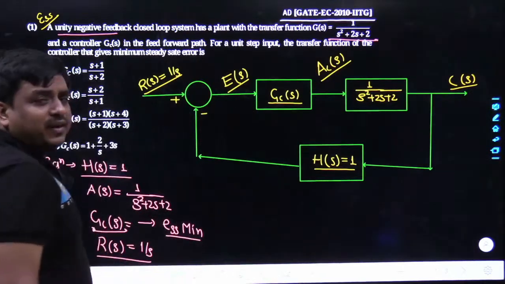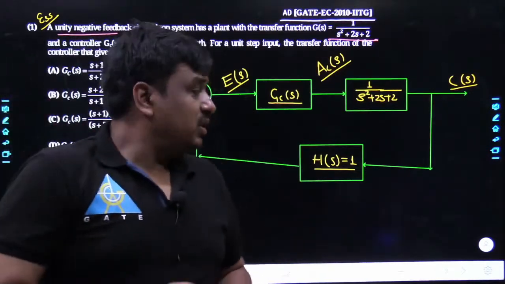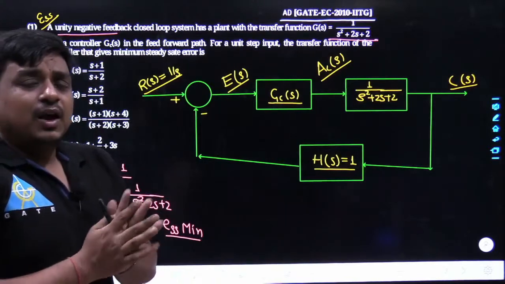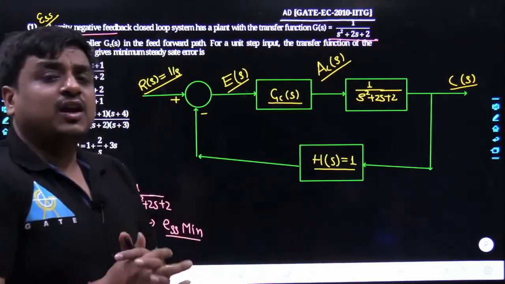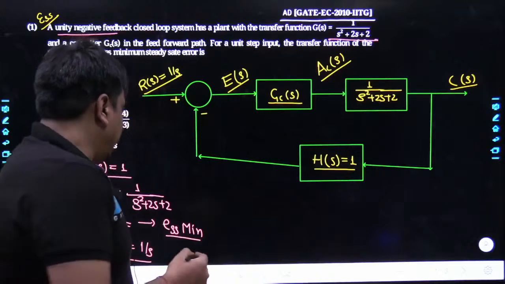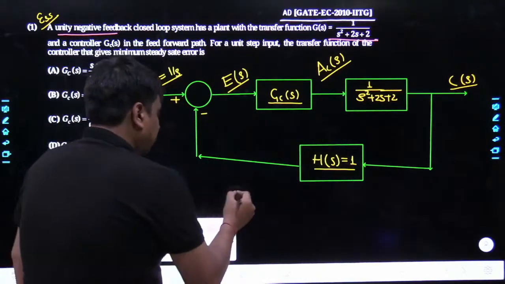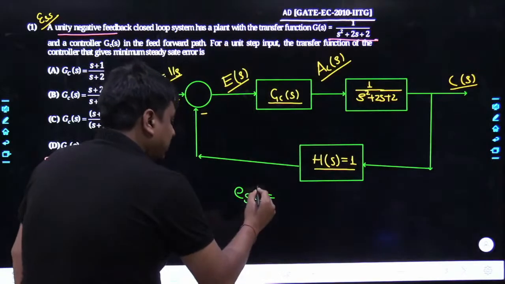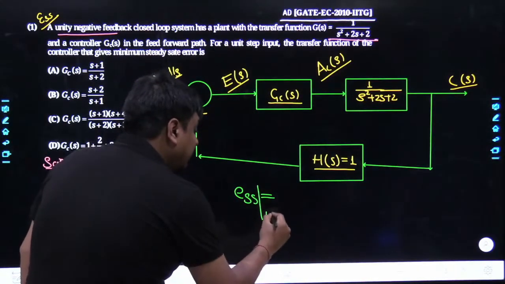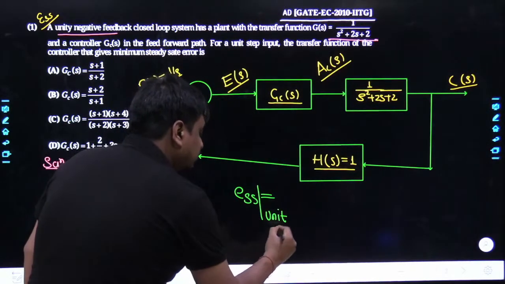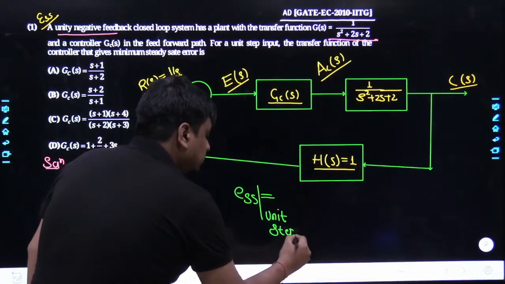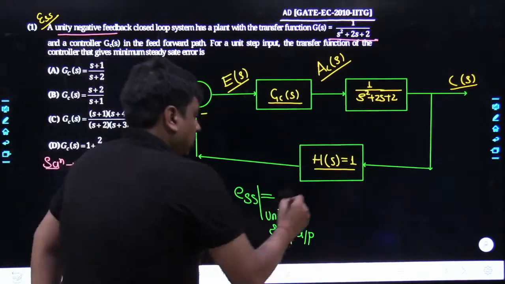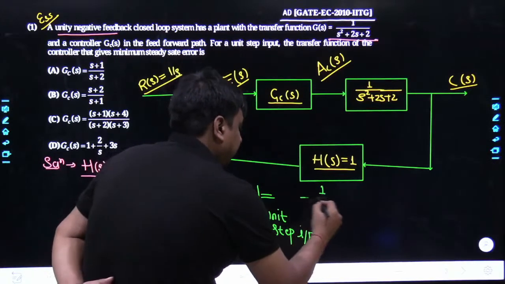That means the R of S is precisely going to be 1 upon S. Tell me, whenever we calculate the steady state error, what used to be my approach? Whenever I calculate the steady state error, ESS, when the input is a unit step input, what used to be the result?